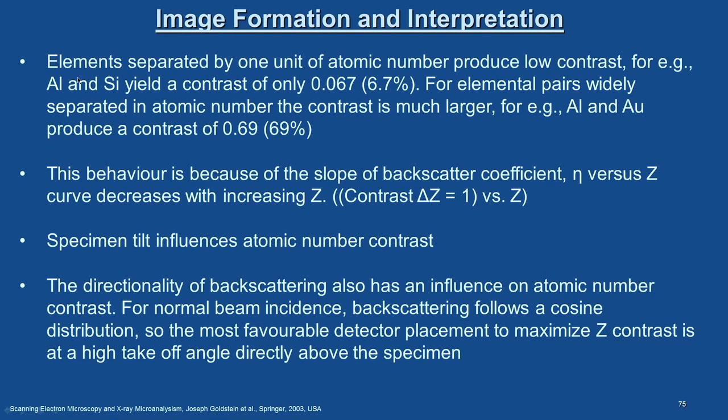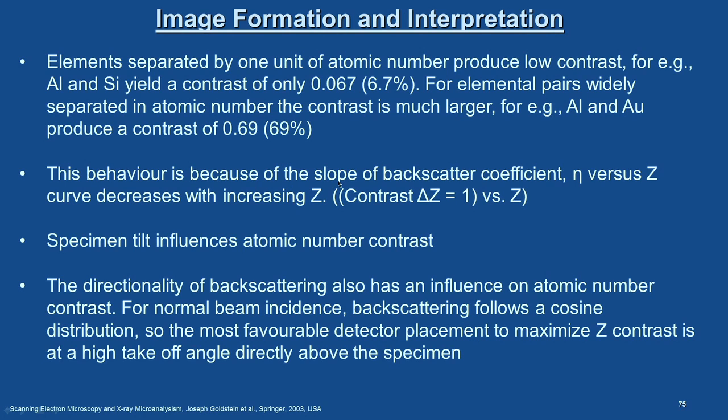Another important point to note is that elements separated by 1 unit of atomic number produce low contrast. For example, aluminum and silicon yield a contrast of only 0.067, that is 6.7%. For element pairs widely separated in atomic number, the contrast is much larger. For example, aluminum and gold produce a contrast of 0.69, that is 69%. This is a very important point to remember.